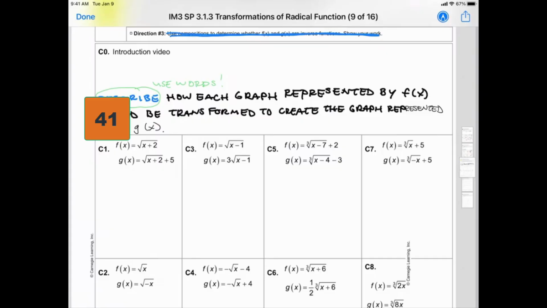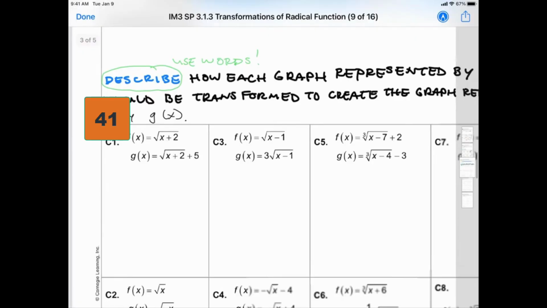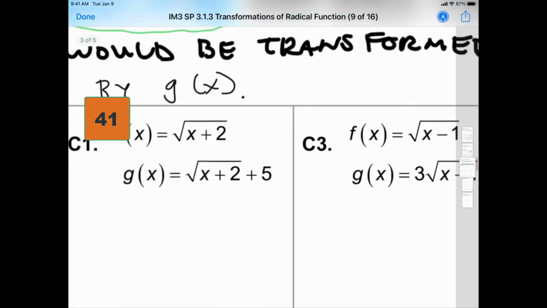Describe how each graph represented by f of x will be transformed to create the graph represented by g of x. I highlighted the word describe because we actually have to use our words. So here's kind of like a real life example. Let's pretend f of x is when you left before COVID and we had to stay at home for distance learning. And then let's just say I see you again a year later.